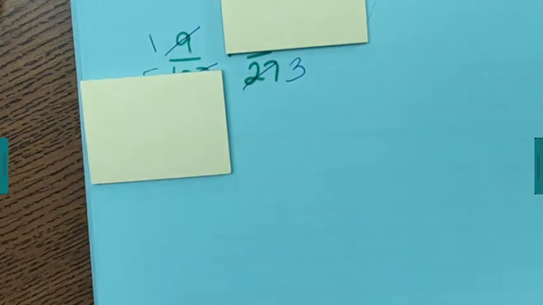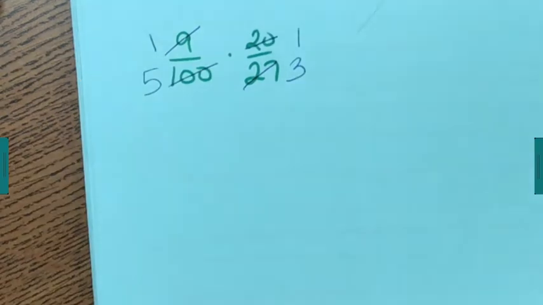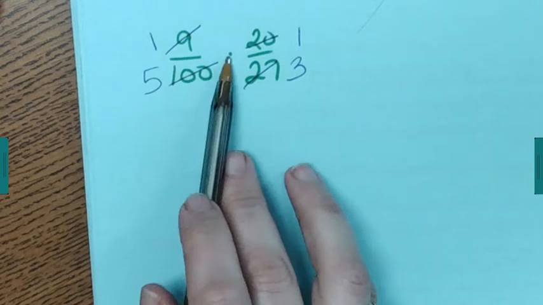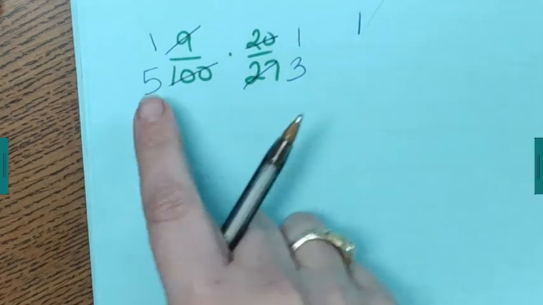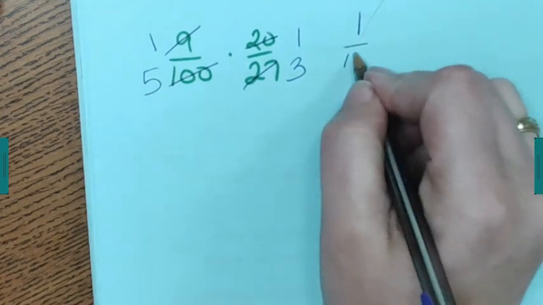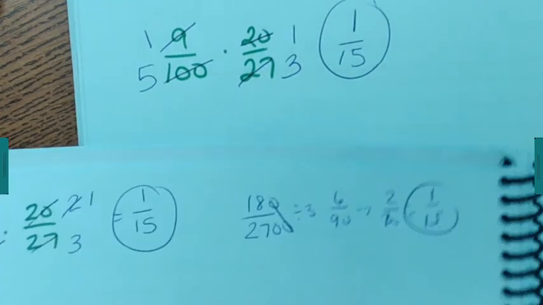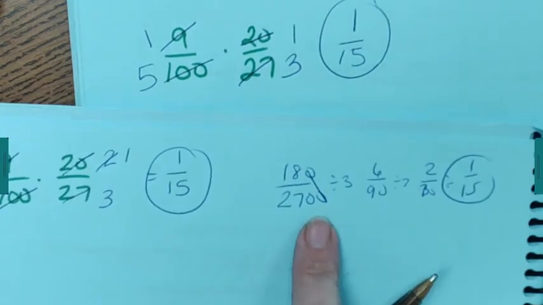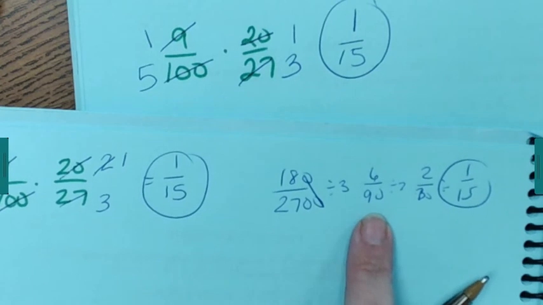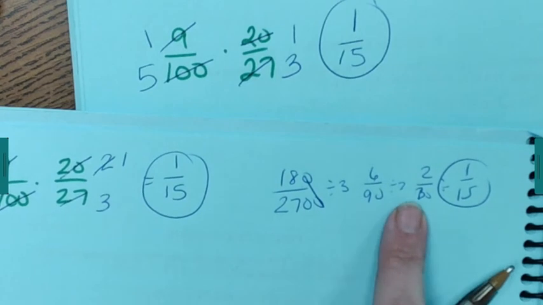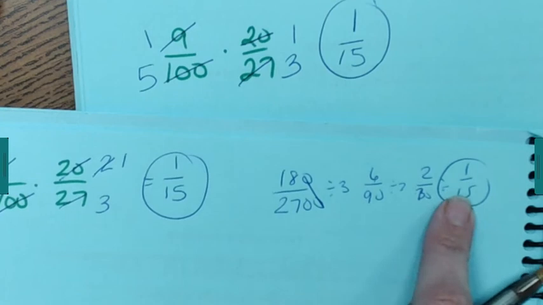It is very important to make sure you draw a line through it so that you know, hey, don't use this number. Now look how easy my numbers are. 1 times 1, 1. 5 times 3, 15. If you did not do that, you would have done 180 over 270, divided by 3, 6 over 90, divided by 3, 2 over 30, divided by 2, 1/15.